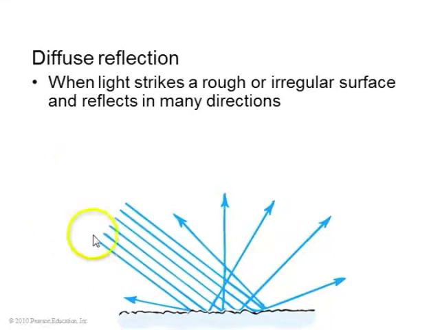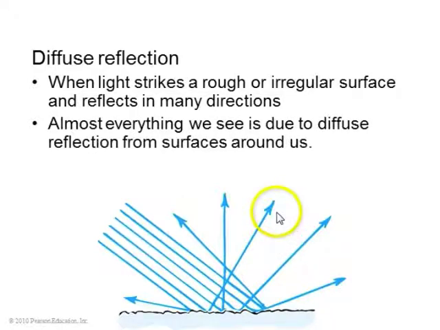So diffuse reflection happens if instead of a very flat polished mirror, you actually have a surface which is a little bit rough. And then when rays come down, they can scatter in all different directions. That's called diffuse reflection. And if you look around at objects in the room, almost everything you see is due to diffuse reflections. So it's important.